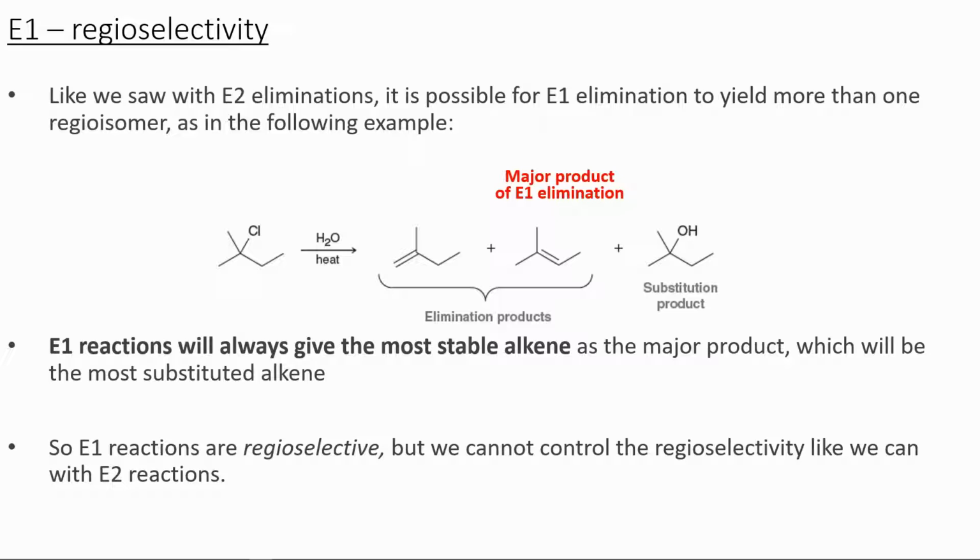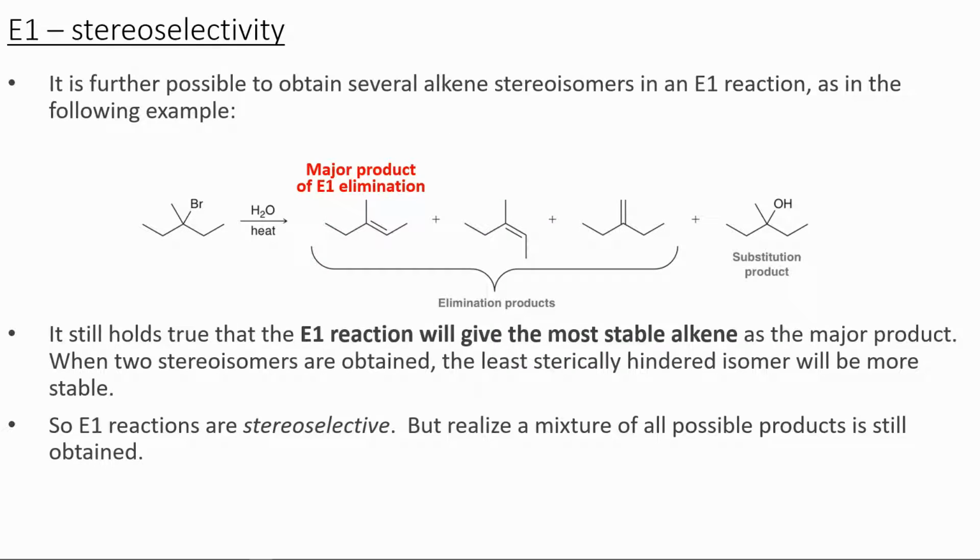Similar to an E2 reaction, an E1 elimination reaction is able to produce more than one regioisomer. Let's take a look at this example. Here we have two different beta hydrogens on our alkyl halide. Depending on which beta hydrogen undergoes elimination, we'll get a mixture of the two products. E1 reactions are going to be regioselective, but we aren't able to use a base like we can in E2 reactions to control the regioselectivity.